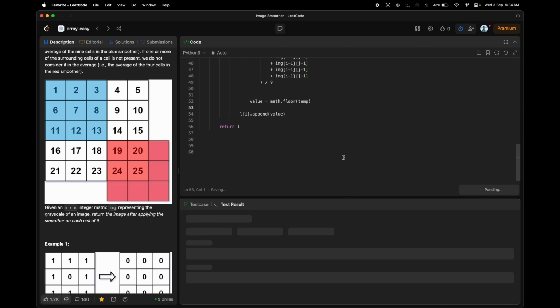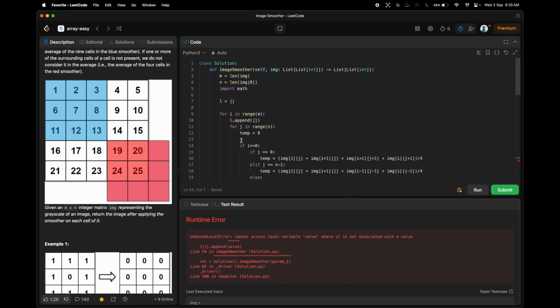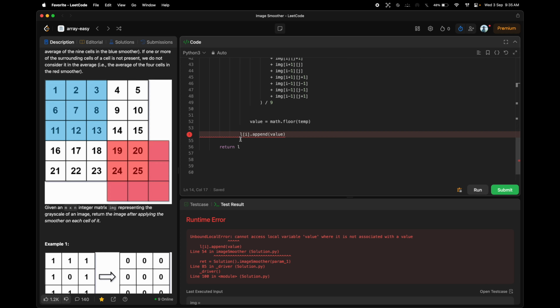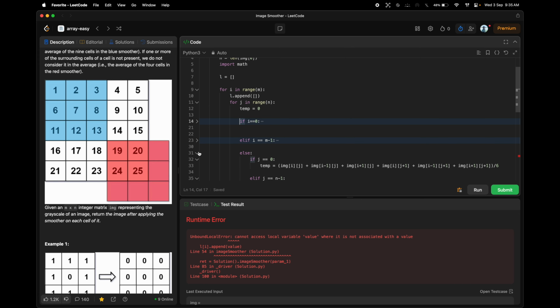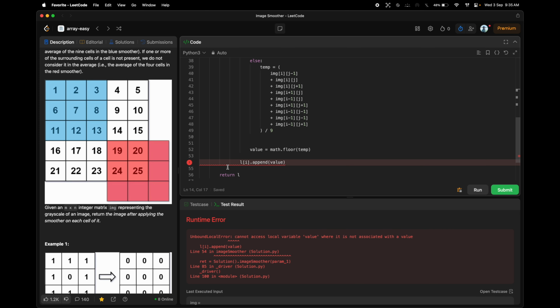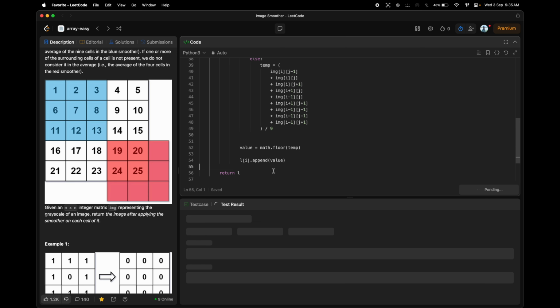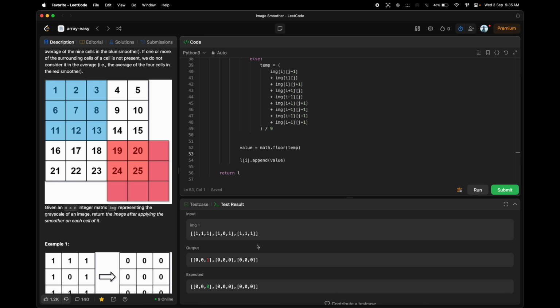Let's see now. Value is not... it's here only, no? Value temp, huh? What? Temp if, elif temp, yeah. Okay, I should have done the value here. Okay, anyways, somewhat in a good direction.